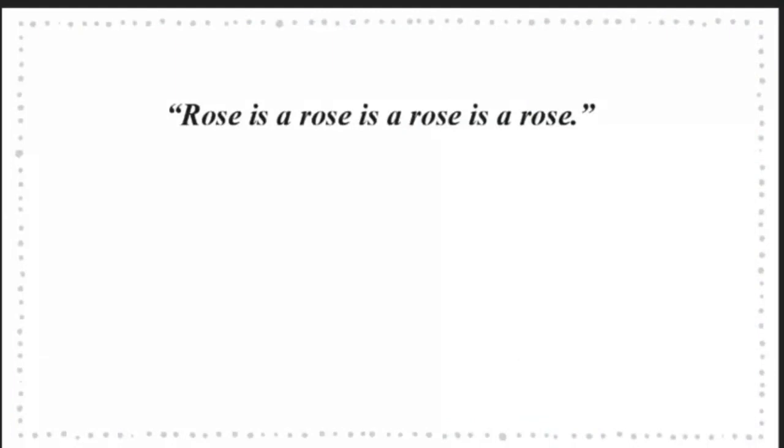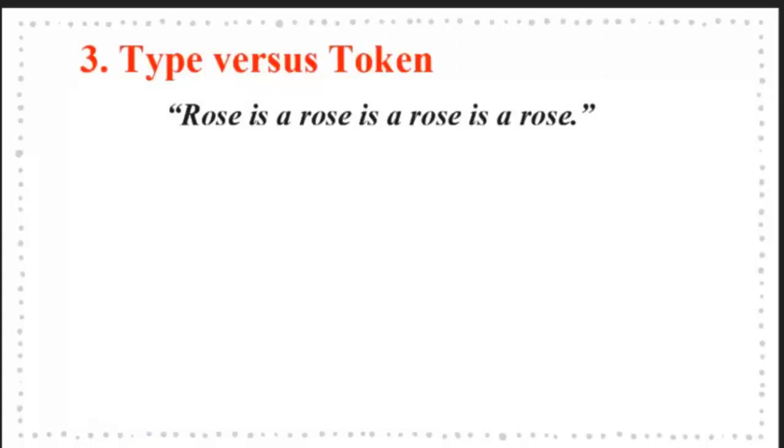I would like you to look at this verse from Gertrude Stein. This is from a poem: "Rose is a rose is a rose is a rose." This is all about types and tokens. So how many words can you say here? I have two numbers here, ten and three. Which number represents what?